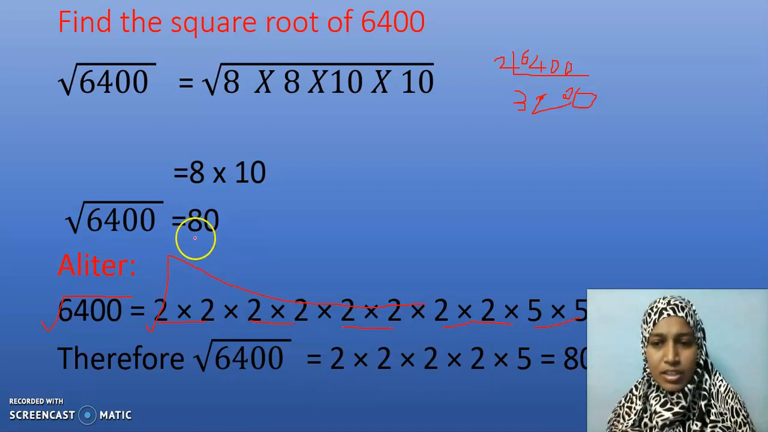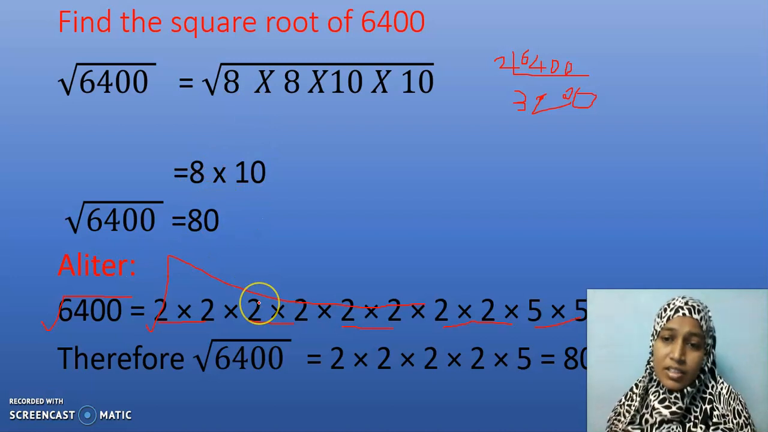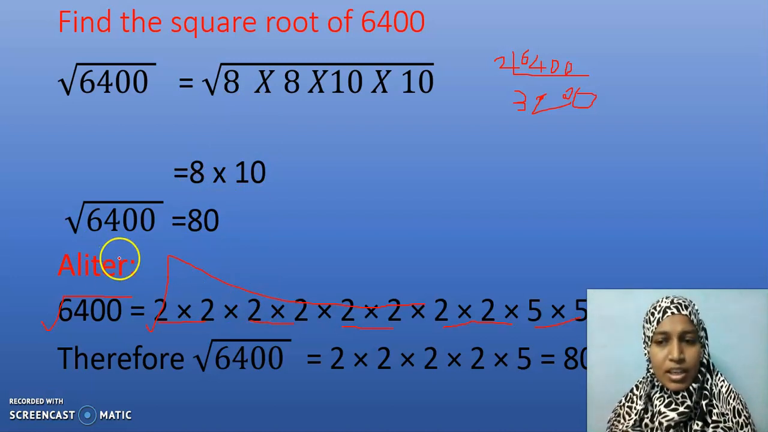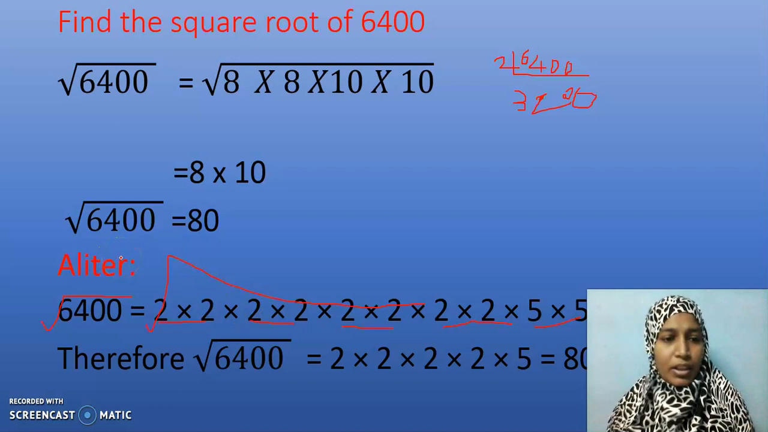Here too I got the same answer. This is very simple and this is the proper way to do it. Is it clear? Be smart. You can use any method.